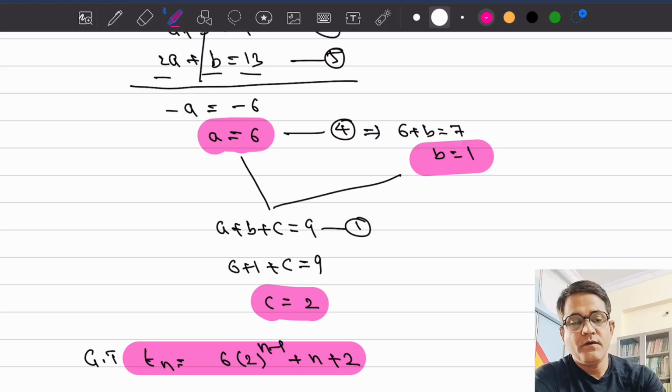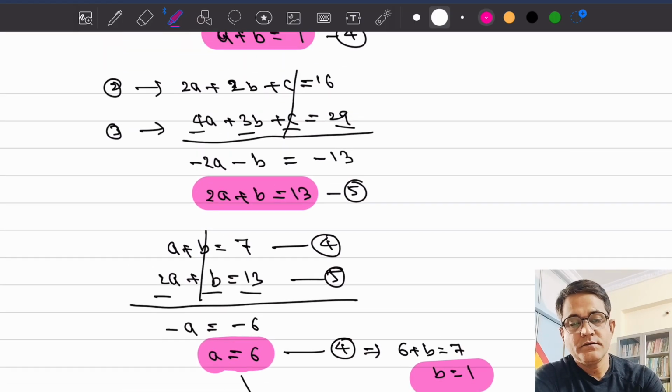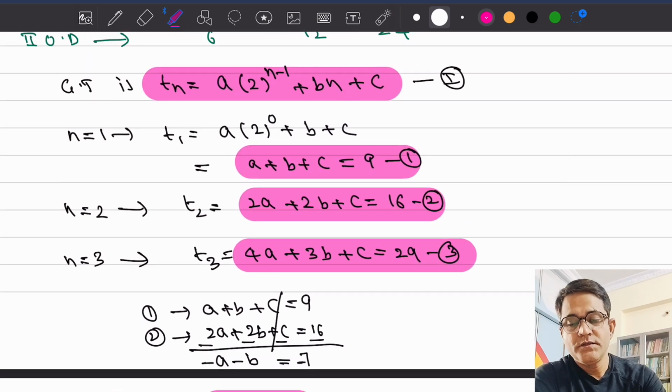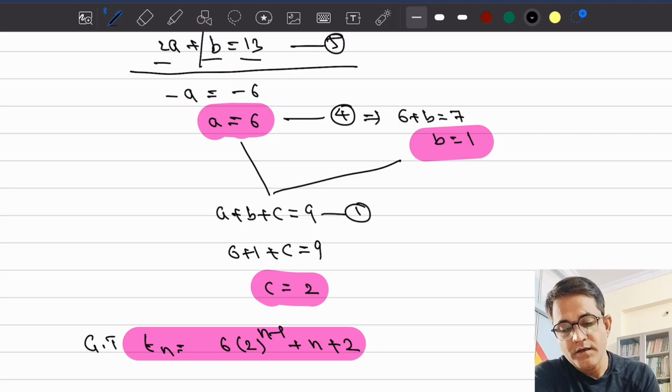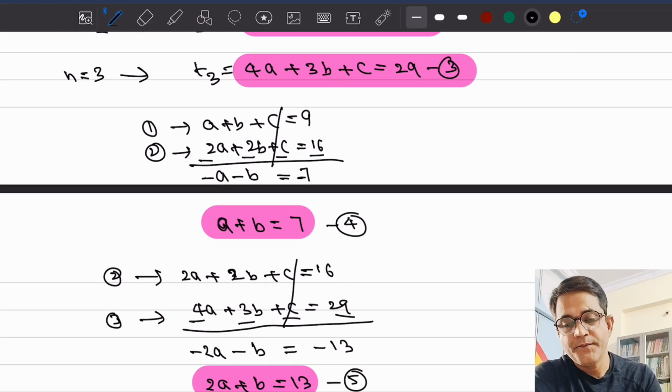So now check whether our answer is correct or not. To verify our algebra, just put n is equal to 1, to check if any algebraic mistake is there or not. Then what do you get? 6 into 2 power 0, that is 1 only, plus 1 plus 2. Therefore 6 plus 1 plus 2 is 9. Yes, we got the first term.